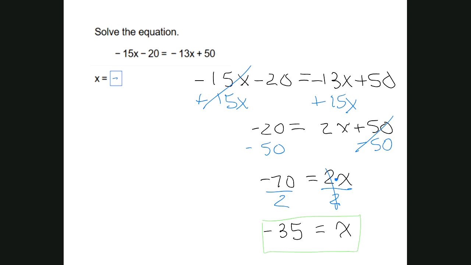So each problem is unique. If you noticed on this one, we went straight to adding the opposite to the opposite side. That is called the addition property of equality. So we added a positive 15x to both sides. We performed that property twice. So we did the addition property again on this second step by subtracting 50 to both sides of our equation. And this last step, when we multiply or divide by a number, that's called the multiplication property of equality.